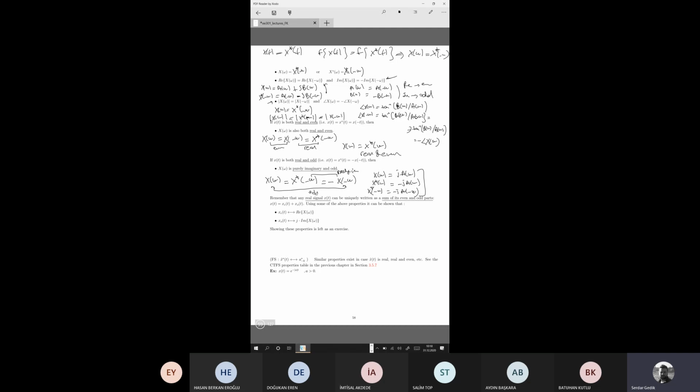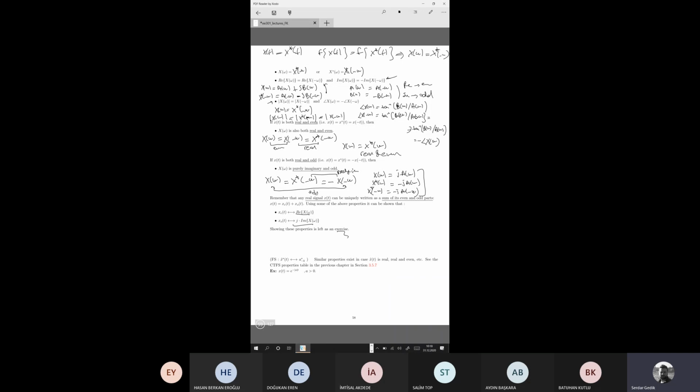Well, any signal x of t, remember this from the very beginning. Any real signal x of t can be uniquely written as the sum of its even and odd parts. So I can write x of t as x even of t plus x odd of t. Well, x even of t has Fourier transform of real x of omega, and x odd of t has Fourier transform of j imaginary x of omega. So this is your exercise, quite easy.